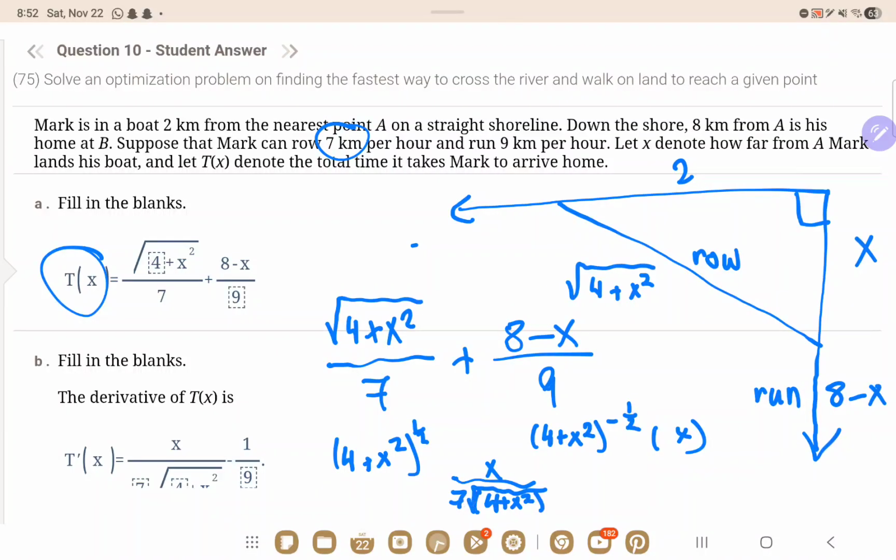And then for the second one, you just derive it normally. You have to split this fraction up: 8 over 9 is a constant minus x over 9. The derivative of 8 over 9 is 0, so we forget it. The derivative of x over 9 is negative 1 over 9. So our derivative, t prime, equals x over 7 radical 4 plus x squared minus 1 over 9, which is exactly what's given here.